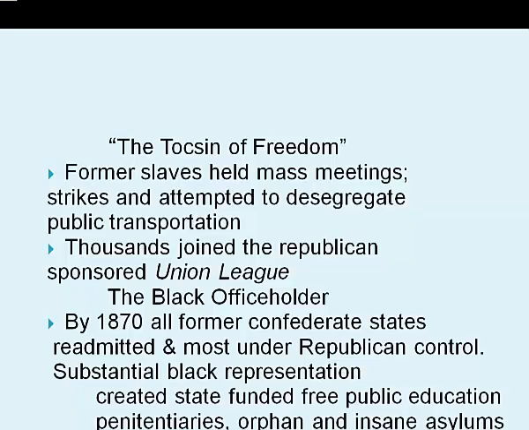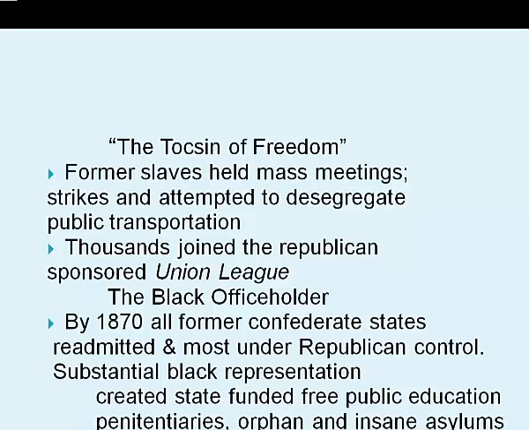The Reconstruction Act sparked great political activity among former slaves in the South, who began to hold mass meetings and even went on strike and tried to desegregate public transportation. Thousands of Southern blacks joined the Union League, an organization tied to the Republican Party, and the vast majority of eligible black voters registered to vote. In the words of one former slave turned political leader, blacks had heard the tokenism of freedom.